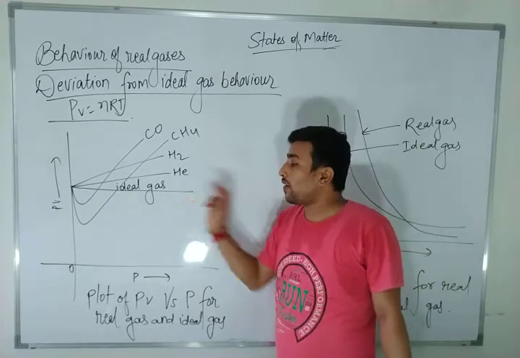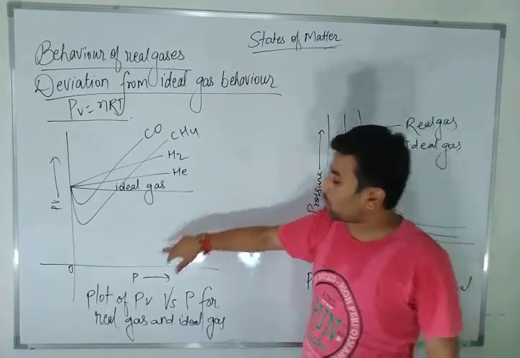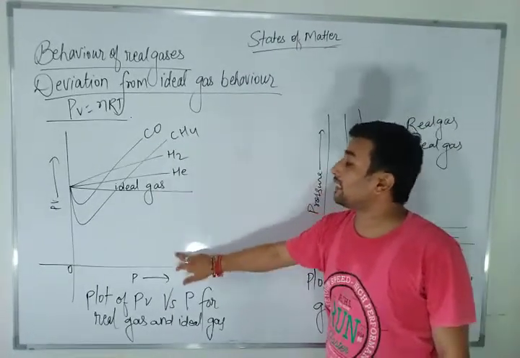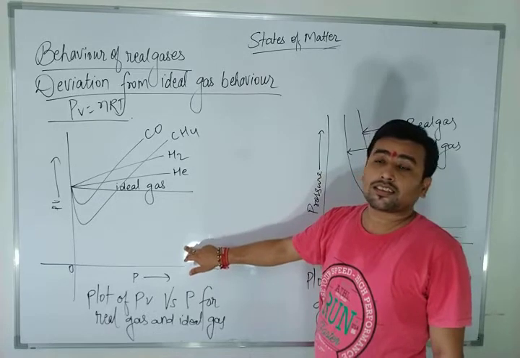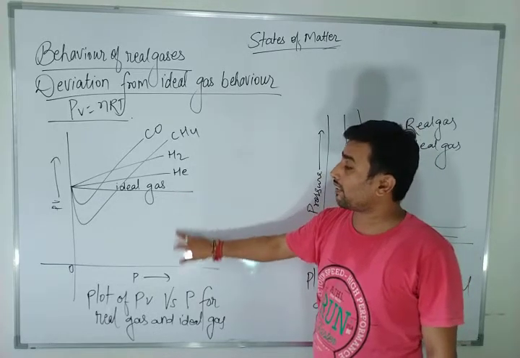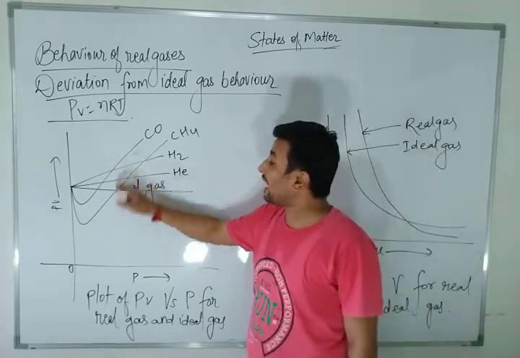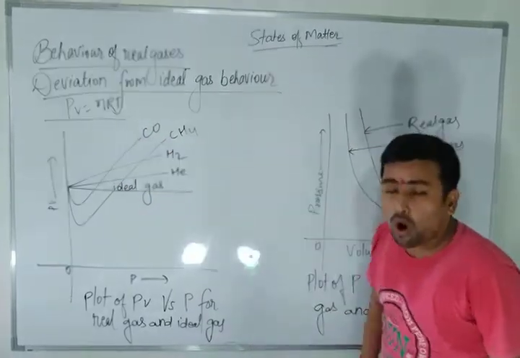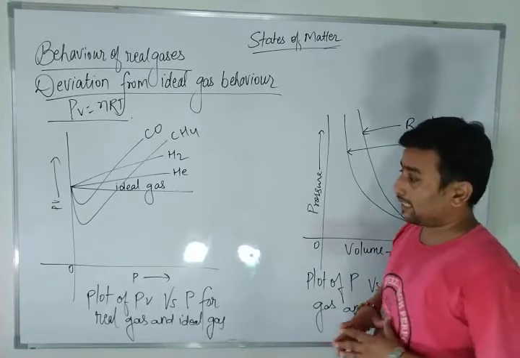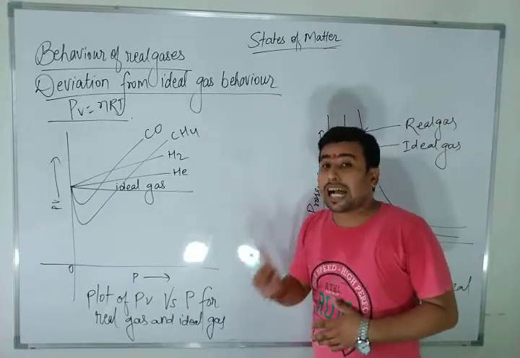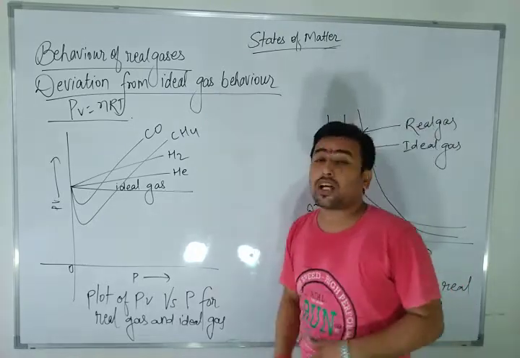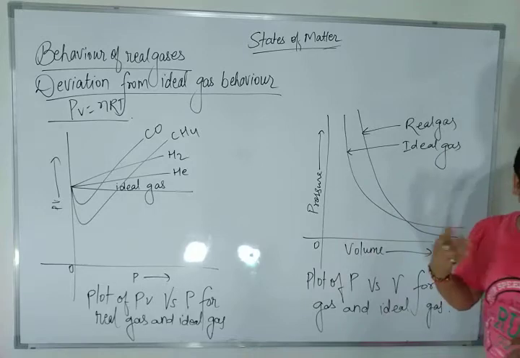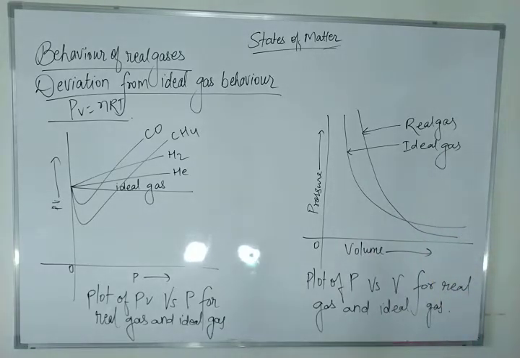So that's why, whenever I talk about the ideal gas equation, it will be parallel to the x-axis. This is an ideal gas graph. But if I talk about the real gases, carbon monoxide, methane, hydrogen, helium, this is not parallel to the x-axis. The difference between the ideal gas and real gas, you can see the behavior or deviation from the ideal gas behavior. So this is the difference between the ideal gas and real gases.